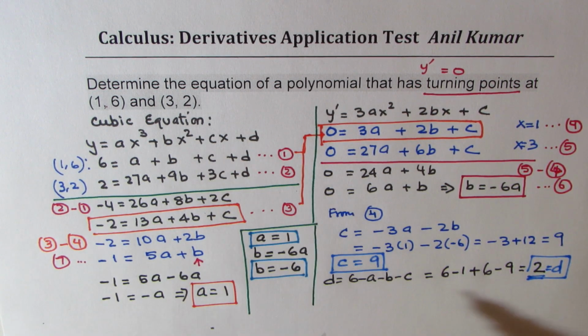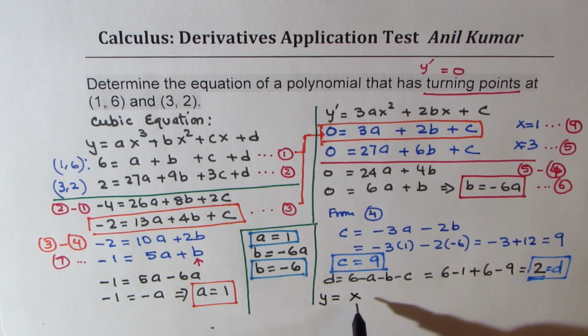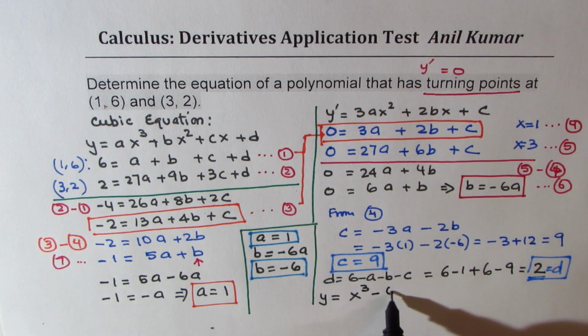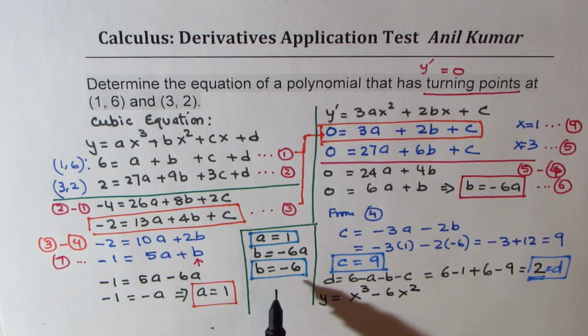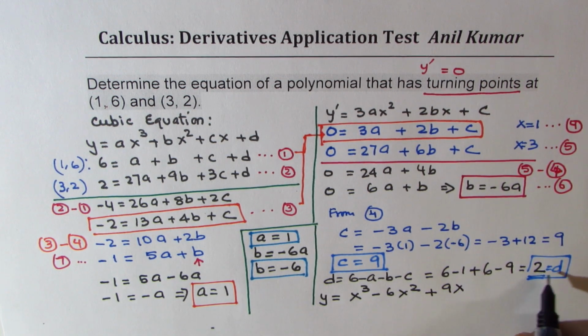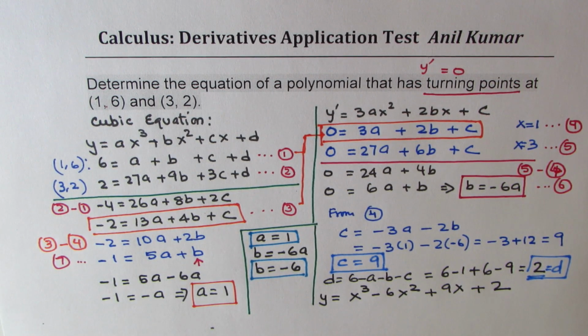We can write down our equation, which is y equals, a is 1, so we have x cubed. b is minus 6, so minus 6x squared. c is 9, so plus 9x. And d is 2, so plus 2. So that is the answer. That is how we can get our cubic equation from the given conditions, right?